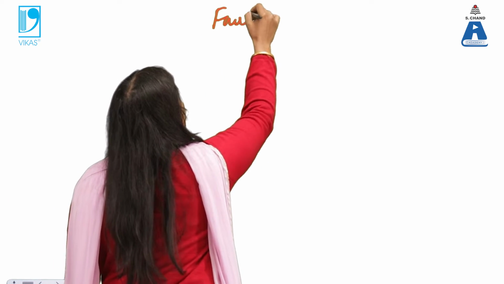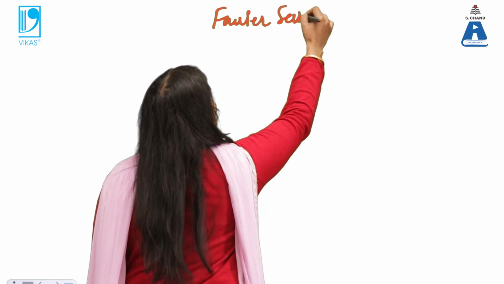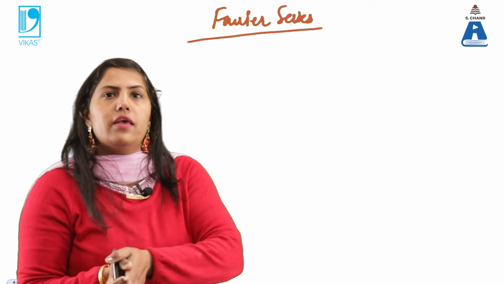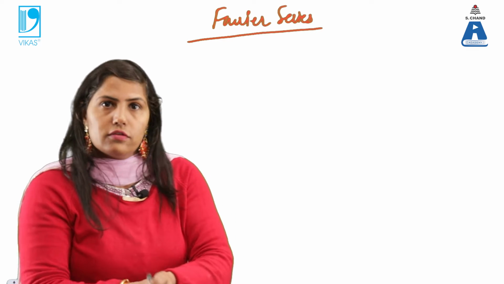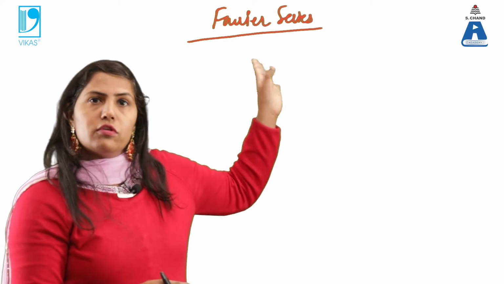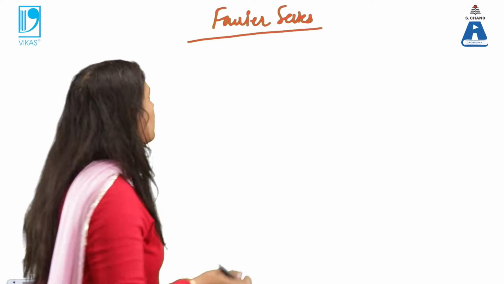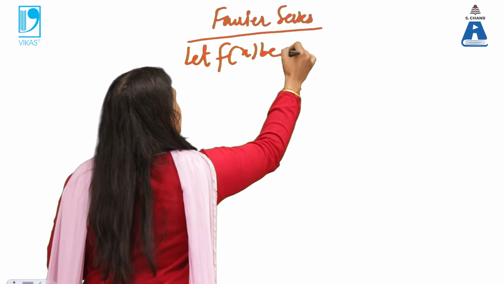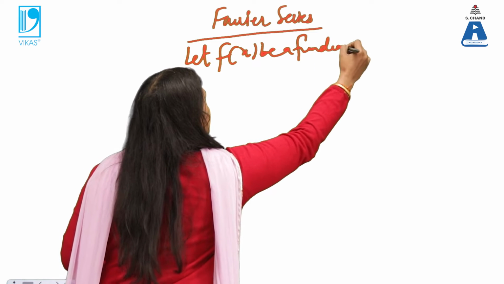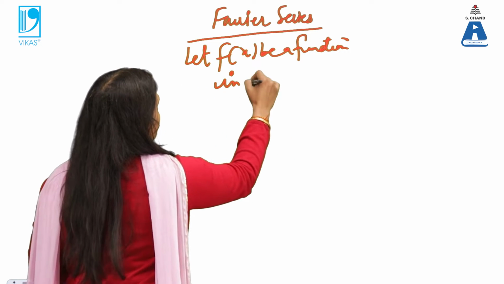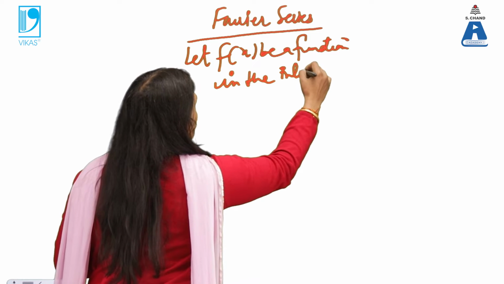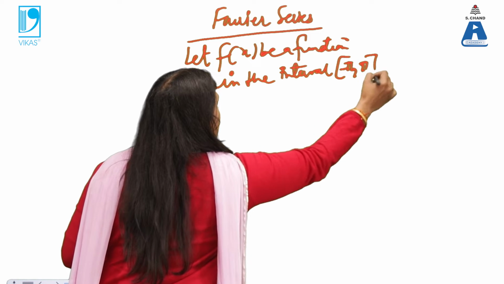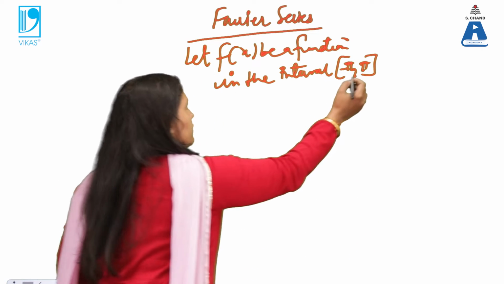So first I'll define what exactly a Fourier series is. Normally, if there is a sequence, we add the terms of the sequence and we say this is a series, but the Fourier series is a special series, not a normal one. So let f(x) be a function in the closed interval. This is one thing you notice. It is minus pi to pi or 0 to 2 pi.